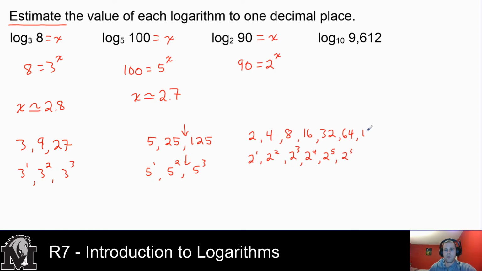And then we have 128, which is 2 to the power 7. So 90 falls between 64 and 128. So that means our answer has to be between 6 and 7. So this one is pretty close to being right in the middle. Maybe just shy of the halfway point between these two. So we're at 6, and we're pretty close to halfway, so I'm just going to call it 6.5.